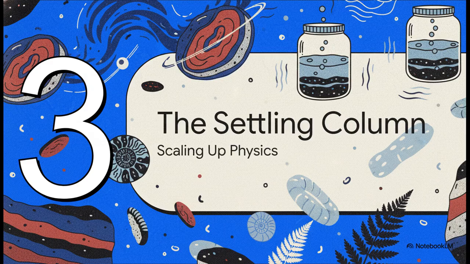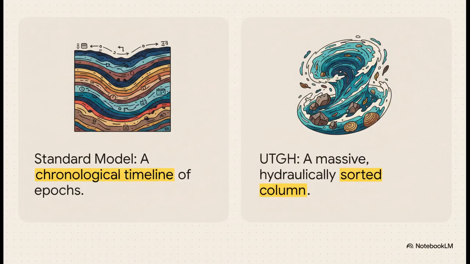Section 3. The settling column. So the crucial point the text is making is that while mainstream geology views the rock layers of the geological column as a calendar of eras, where the bottom is the oldest and the top is the youngest, the UTGH argues they're simply the sorted layers of one massive flood. The author suggests these layers don't represent millions of years separating creatures. They represent days, or maybe weeks, separating when different creatures physically sank in the water.